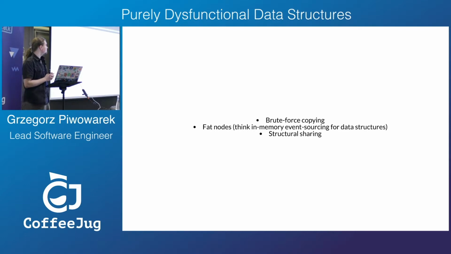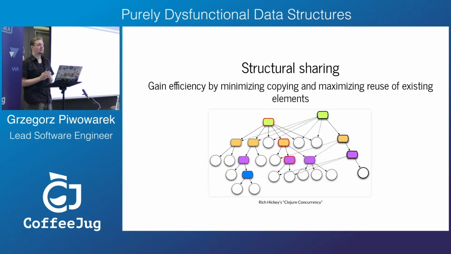And the third one, this is the most popular, it's structural sharing, which means that we can get some efficiency by minimizing copying and maximizing reuse of existing elements. Because, remember, if we are sure that elements don't change, we can reuse what we have already. So if we know that this structure over here, and all those elements with it, are immutable as well, why not derive new structures by pointing to elements that were used already? Because, well, they can't change.